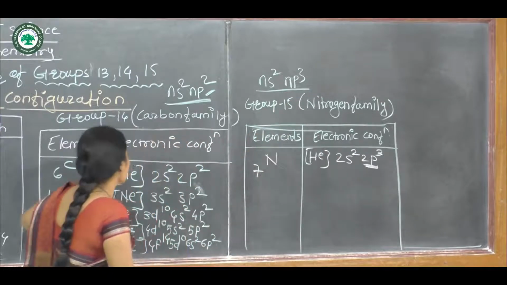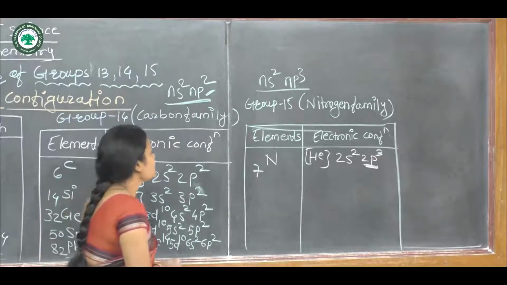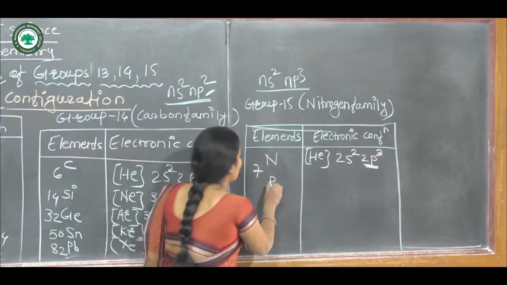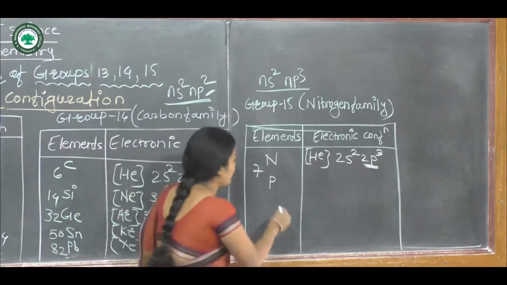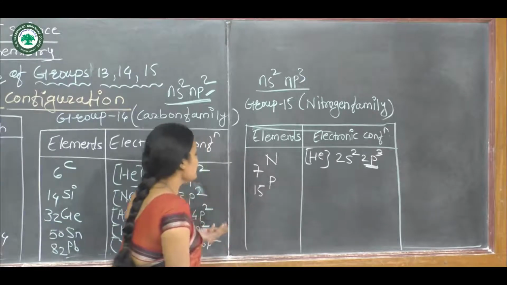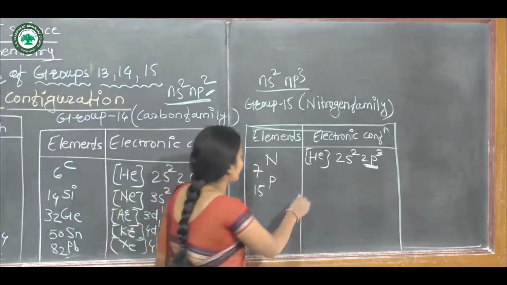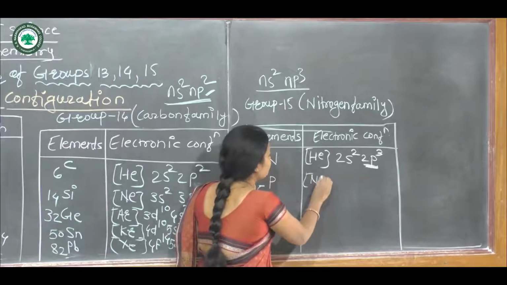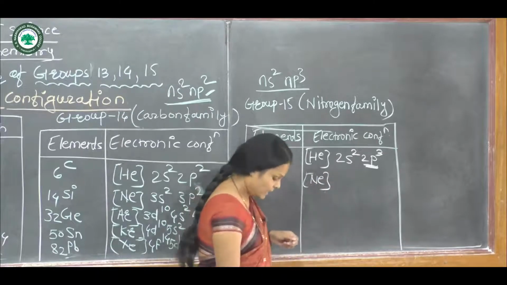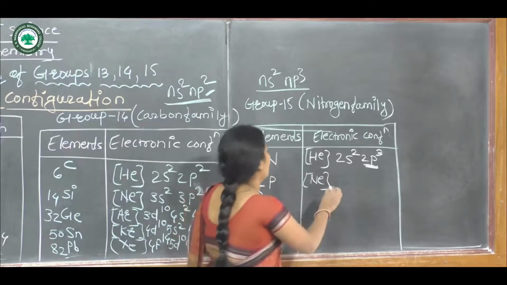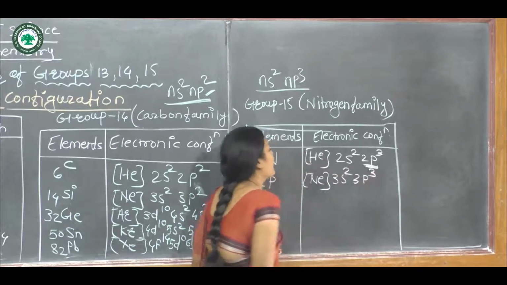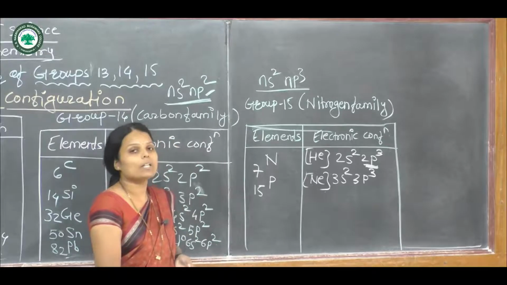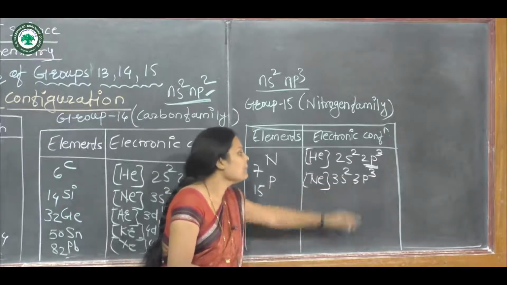Now the next element in that family is phosphorus. Phosphorus has atomic number 15. It is represented by neon, and its electronic configuration is 3s2 3p3. Phosphorus, its electronic configuration is 3s2 3p3.